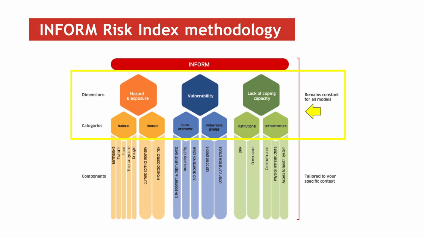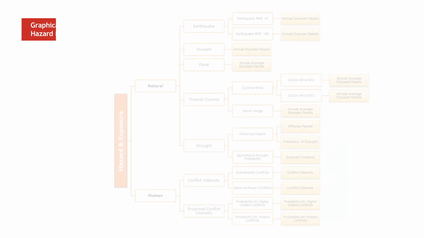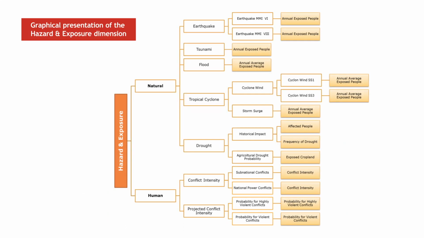Now let's examine the fixed dimensions of the model in detail. A solid understanding is essential for selecting the right components. Hazard and exposure. The INFORM index shows risk to people. The hazard and exposure dimension reflects the probability of human physical exposure associated with specific hazards. There is no risk if there is no physical exposure, no matter how severe the hazard event is.